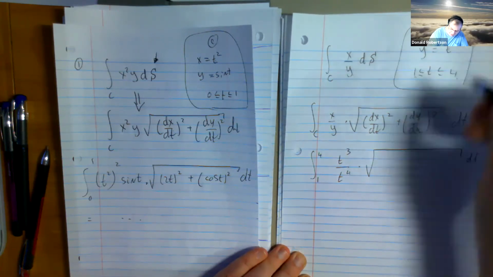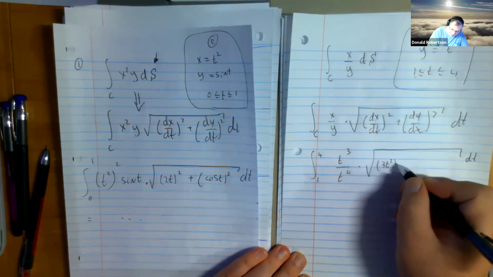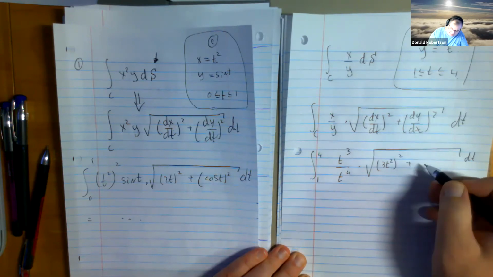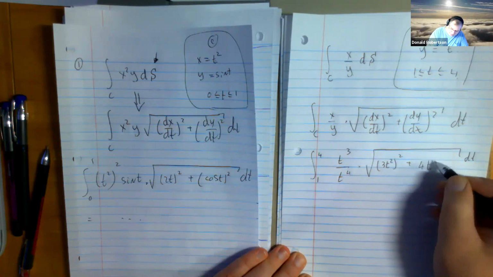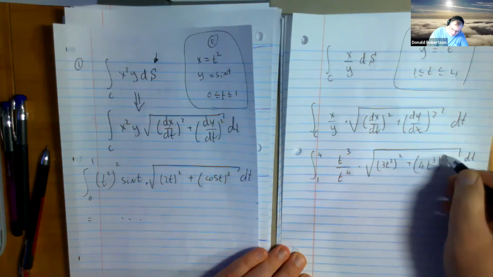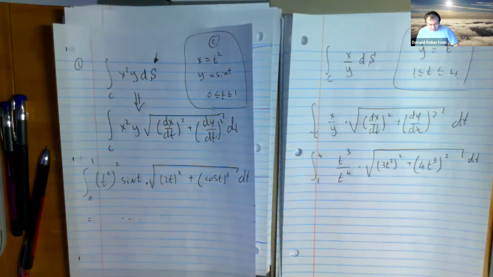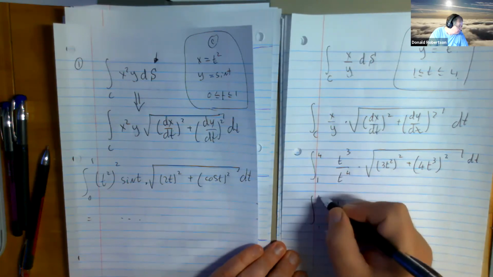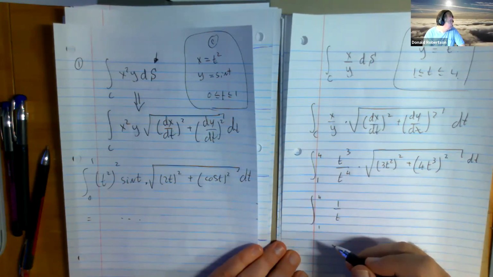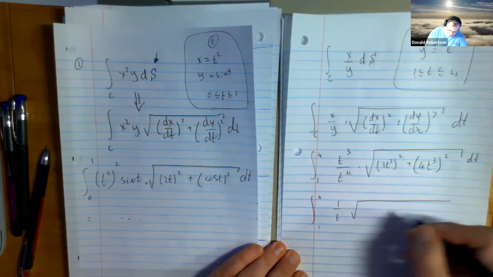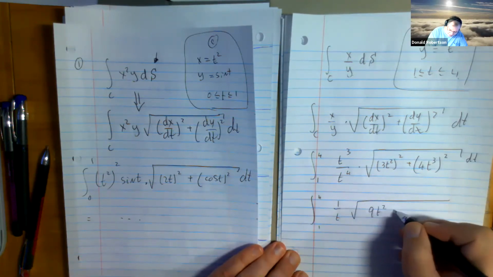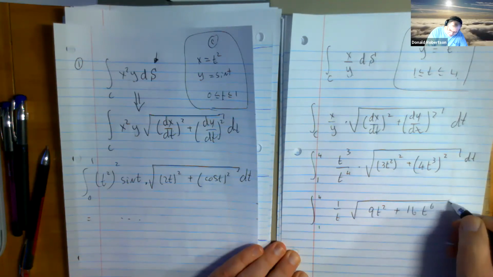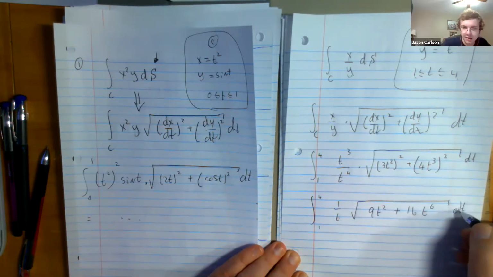If you differentiate this guy, you get 3t squared, and then you square it. If you differentiate this guy, I believe you get 4t cubed, and then you square it. This fella becomes 1 over t. This guy becomes 9t squared. This guy becomes 16t to the 6. That should be dt. 9t to the 4th.